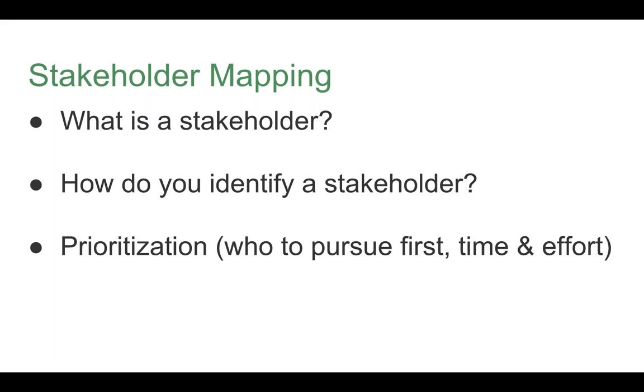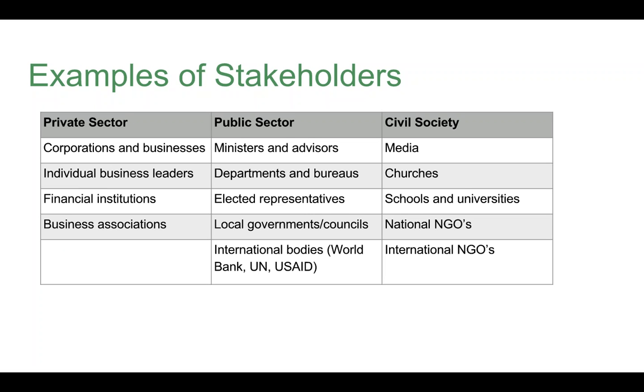And in order to identify all your potential stakeholders, you really want to take this time to brainstorm 3 potential buckets: the private sector, public sector, and civil society. So, for example, in the private sector, this would include corporations and businesses, individual business leaders, banks, etc. The public sector, those would be your government officials, local councils, international bodies like World Bank and the UN, USAID. And then for civil society, that would include your churches, media, schools and universities, and local and international NGOs.